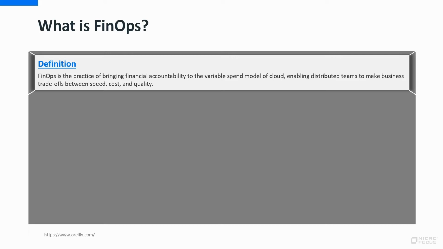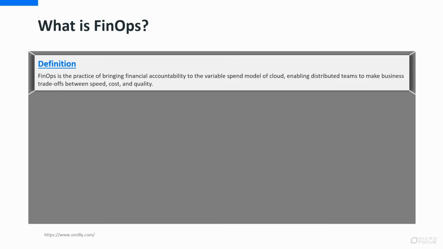So for example, if there is a fixed cost, you always have a debate between the speed and the quality. And again, if the quality is fixed, the metrics are fixed, you again have to deal with the speed and the cost, right? So with all this variability, you need to have the practice to bring the financial accountability to enable these application teams to work efficiently. And that's what FinOps is all about.